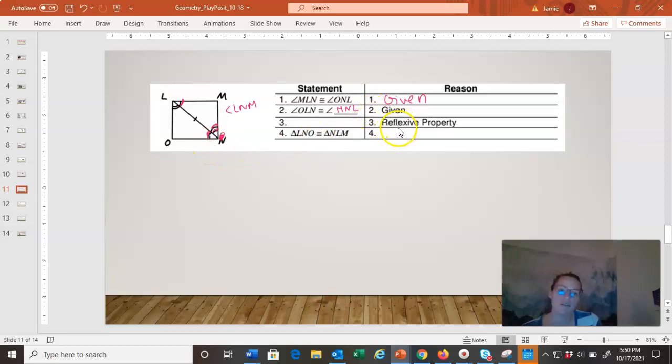Next, we have to figure out the reason and which statement goes with that reason. Which statement would go with the reflexive property? Well, we know that's that shared side. So that's LN is congruent to LN.